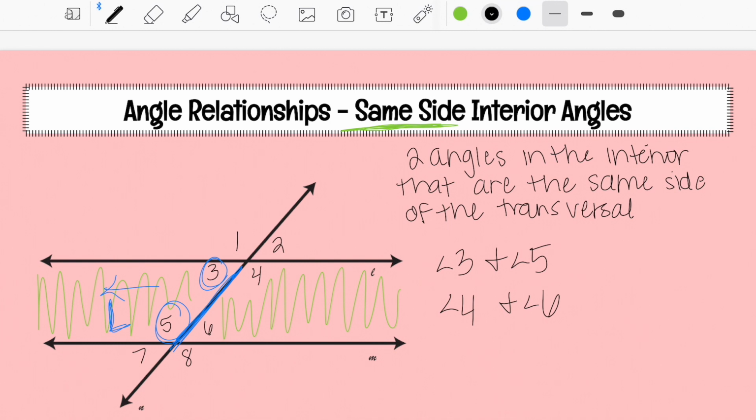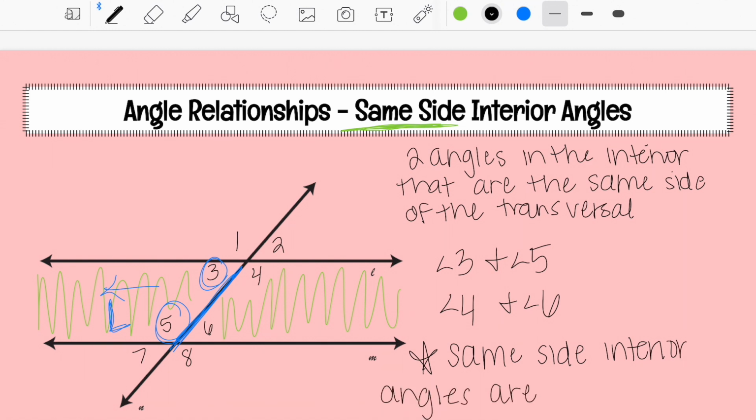Now, unlike all the other angle relationships that we've seen, same side interior angles are supplementary. And if you don't remember from earlier, supplementary means they sum to 180 degrees. So if angle 4 is 160 degrees, then angle 6 would have to be 20 degrees because these two values would need to add up to 180.